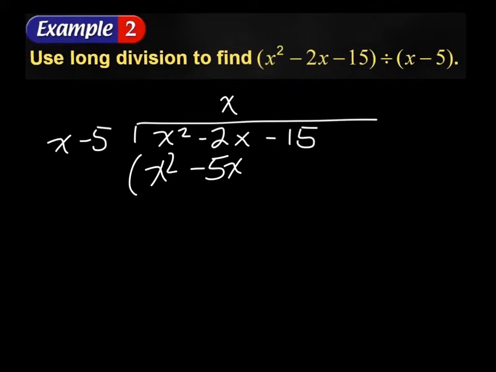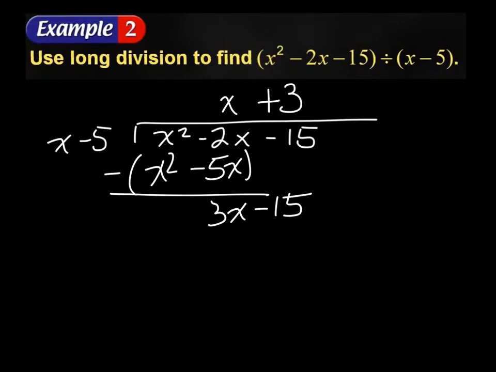And then we subtract. And wouldn't you know, x squared minus x squared is nothing. Minus a negative is the same as a plus, so I end up with positive 3x. Bring down the next term, just like we did in grade school. And then I ask the question, what do I need to take x times to get 3x? And the answer is, of course, 3. So 3 times x is 3x, 3 times negative 5 is negative 15, and we have no remainder and it went in perfectly.